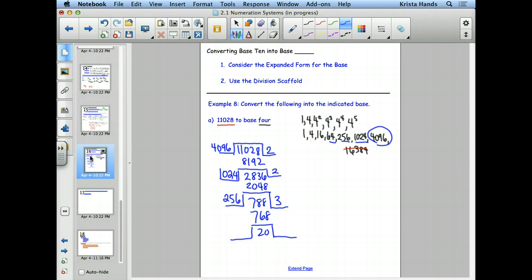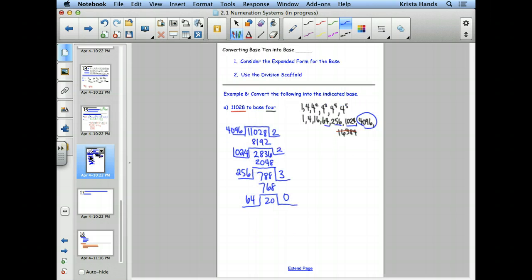20. We'll use our next power, which seems like it's not going to yield us very useful information, but we need it, I promise. 64. How many times does 64 go into 20? 0. We need the 0 here. It's part of the solution, so make sure the 0 shows up. Well, 0 times 64 is 0, which means I've still got the same 20 left on the next step.